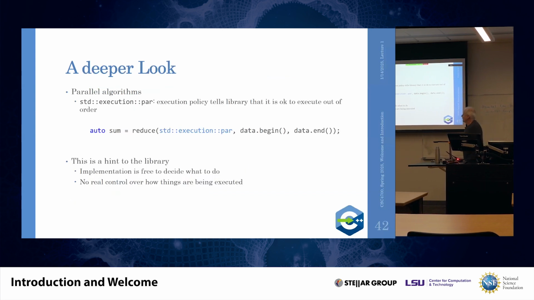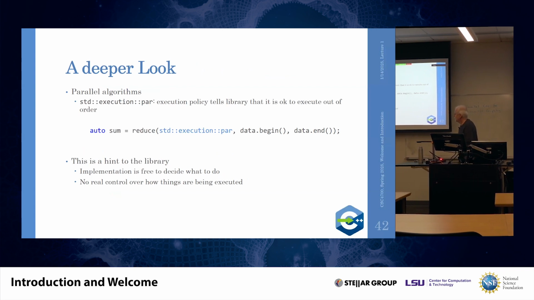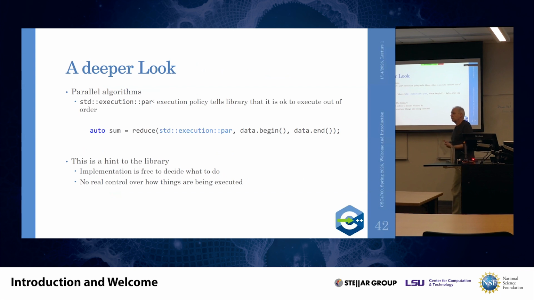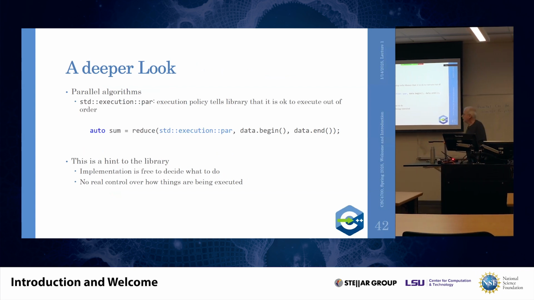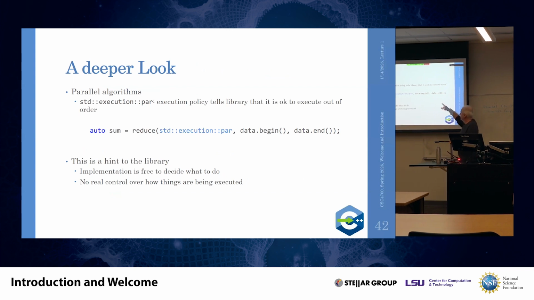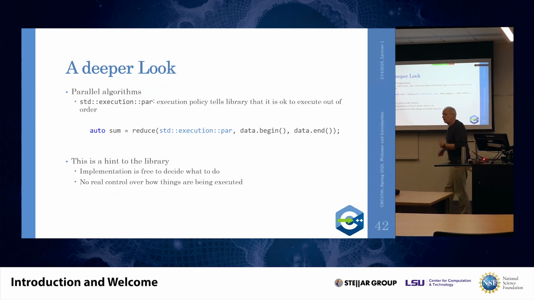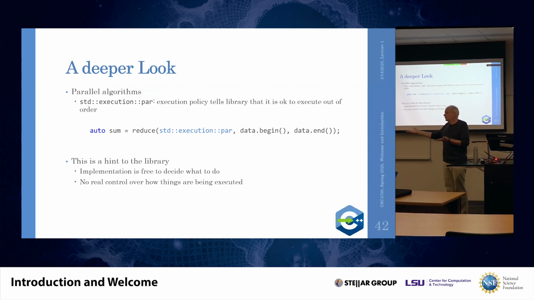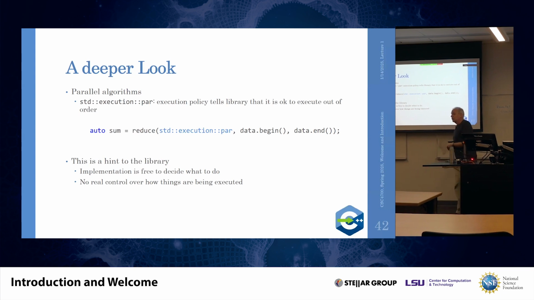Okay, so what do we have? Std execution par is essentially a predefined variable that is called an execution policy. And that tells the system that it's okay to execute the loop out of order. It doesn't matter in what order you execute that. And if you add numbers, you don't care whether you add the first 2 numbers and the second pair of numbers and the third one, or if you do it in any arbitrary order, you will always get the same result. So using par in this case is perfectly fine.